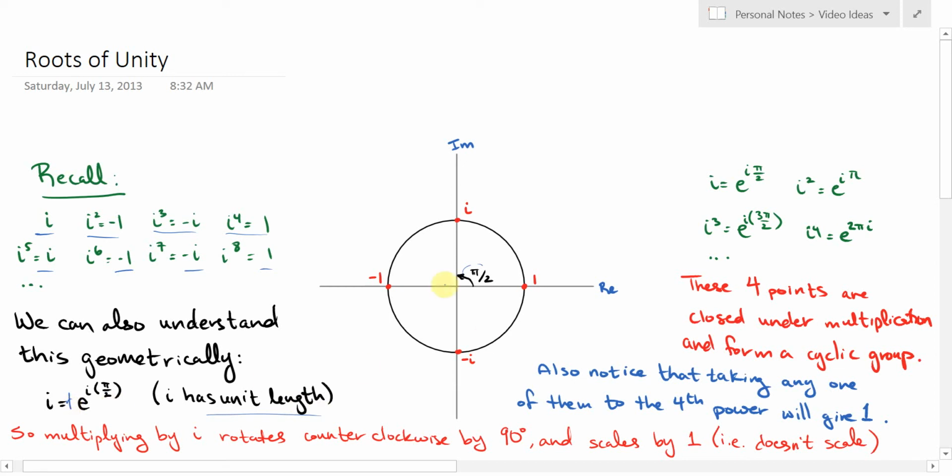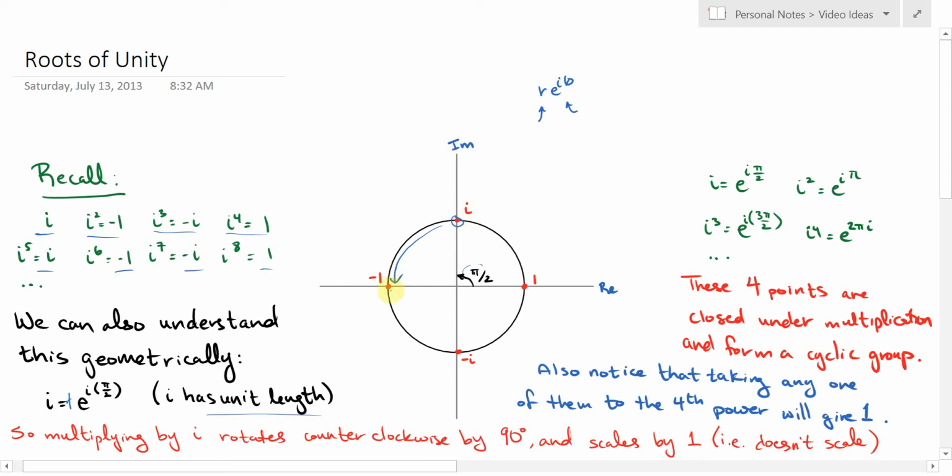So multiplication by r e to the i theta, recall, if you're multiplying a number by r e to the i theta, you're scaling by r and you're rotating counterclockwise by theta. So multiplying by i rotates the entire thing counterclockwise by 90 degrees, and it scales it by 1, right? So it doesn't scale it at all, it just keeps the same length. So in particular, if you multiply i by itself, it should rotate it by 90 degrees counterclockwise, and it should just leave it at that. And that's indeed what it does.